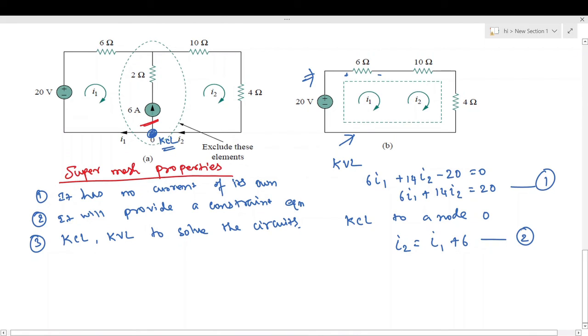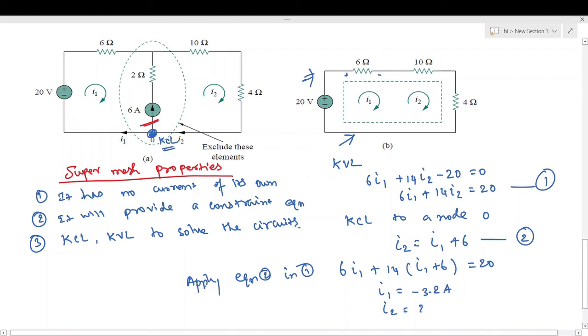When we apply equation number 2 in equation number 1, we will get 6I1 plus 14 into (I1 plus 6) equals 20. On further solving, we get I1 equal to minus 3.2 amps and I2 equal to 2.8 amps.